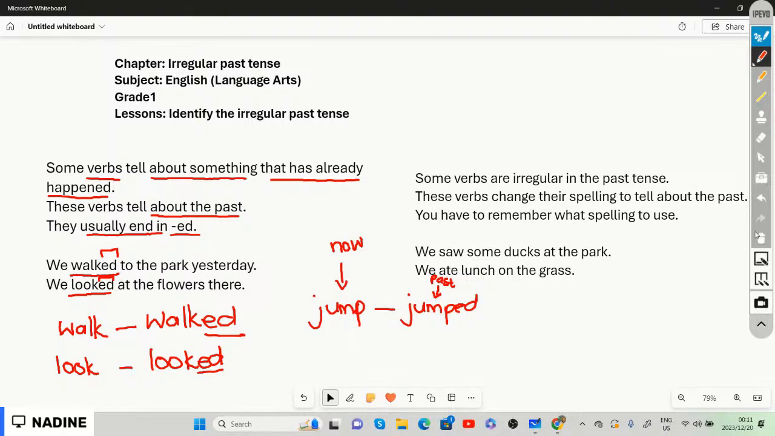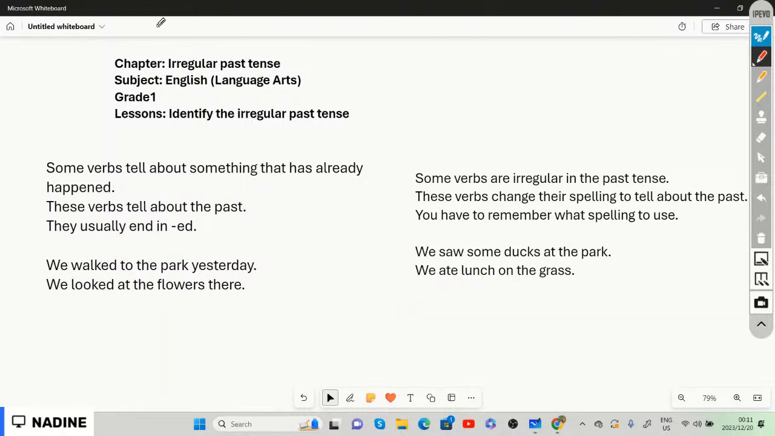But now we're coming to the actual meaning of the title of our chapter. Some of our verbs are irregular in the past tense. And the verbs that are irregular in the past tense change their spelling to tell about the past.